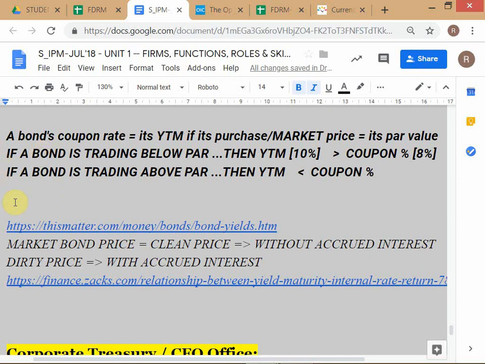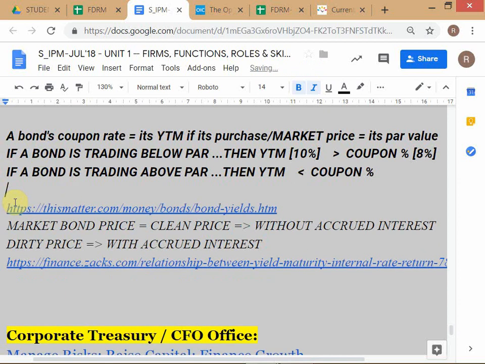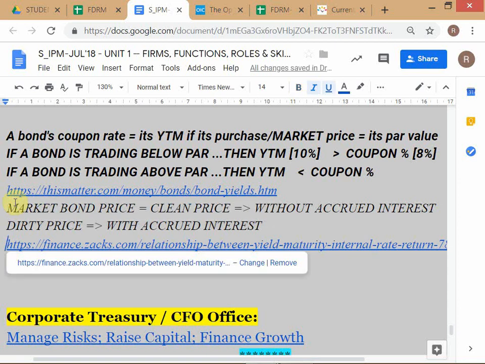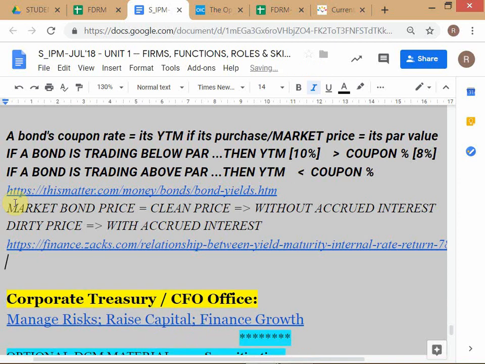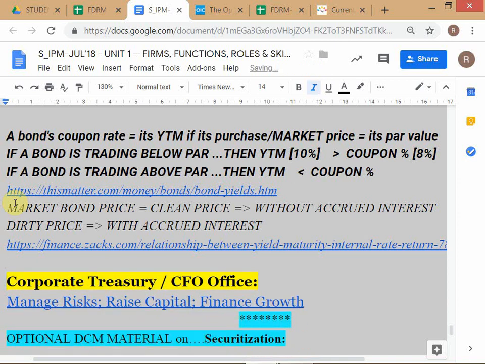Alright, so we also learned about clean price, dirty price. You can read this website later on. You can also read Zacks, which is also a good site if you are interested. They used to give free copies of equity research reports. I don't know if they still do, but you can read equity research reports maybe at Zacks. Here there is a little note on the relationship between YTM and IRR, but we have already discussed all that. This is just for your reading.